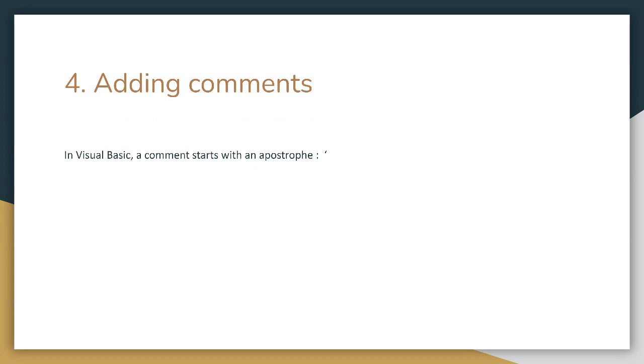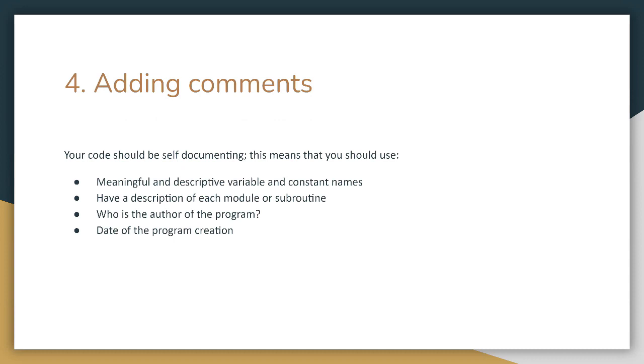What is the purpose? Your Visual Basic code should be self-documenting. This means that you should use meaningful and descriptive variable or constant names, and have a description of each module or subroutine. You should add in the comments who is the author of the program, and the date of the program creation.